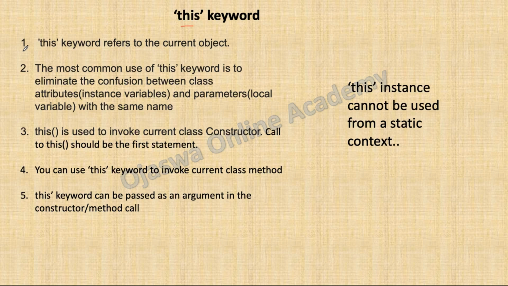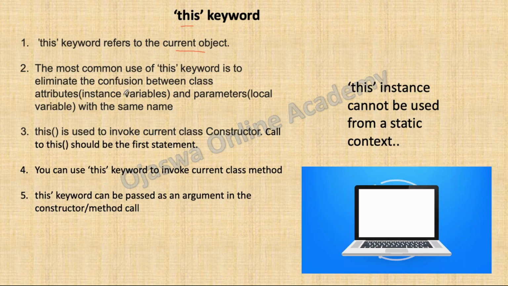Point number 1. This keyword refers to the current object. Point number 2. The most common use of this keyword is to eliminate the confusion between class attributes, that is instance variables, and parameters, that is local variables with the same name.